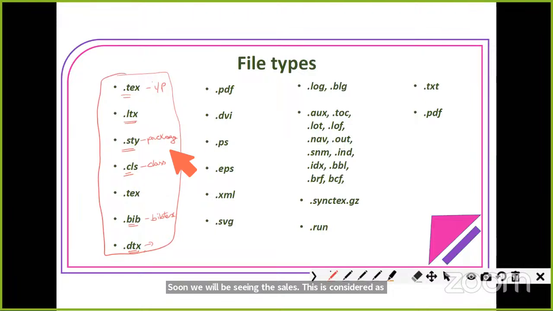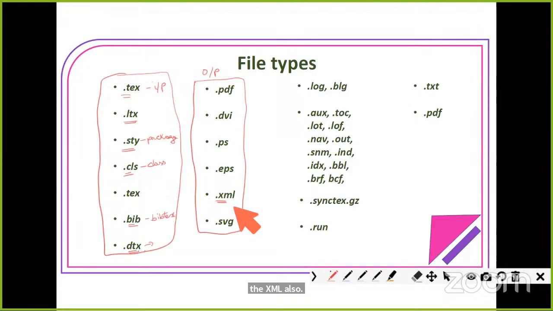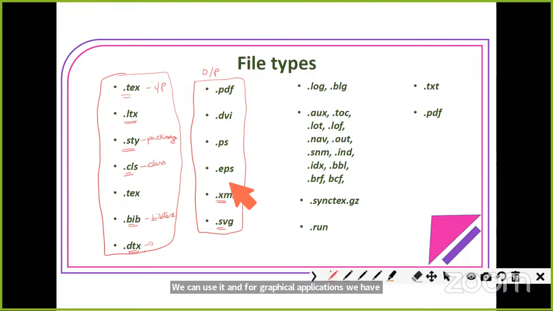Okay, so for the LaTeX program we can provide these types of input files, and the ones lying next to them are the output files. So these are the outputs we can achieve. We have already seen .pdf, but we can have DVI also, as well as PS, PostScript, encapsulated PostScript, as well as XML, extended markup language, also for web applications. And for graphical applications we have .svg. These types of file extensions we can get as output.